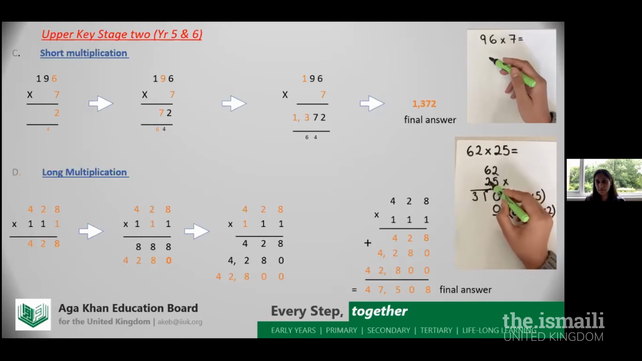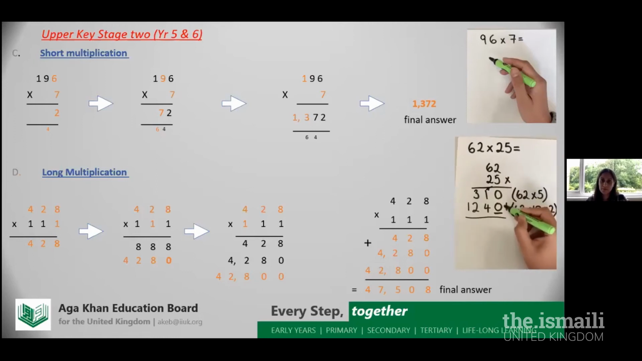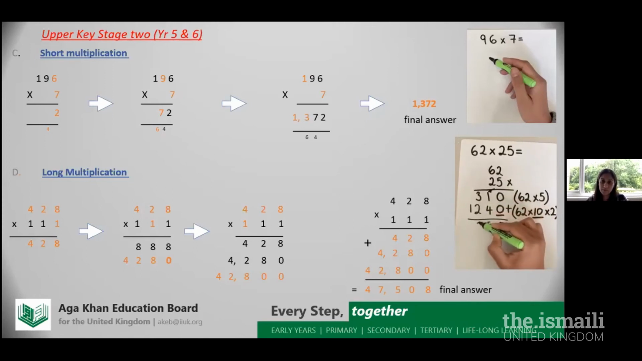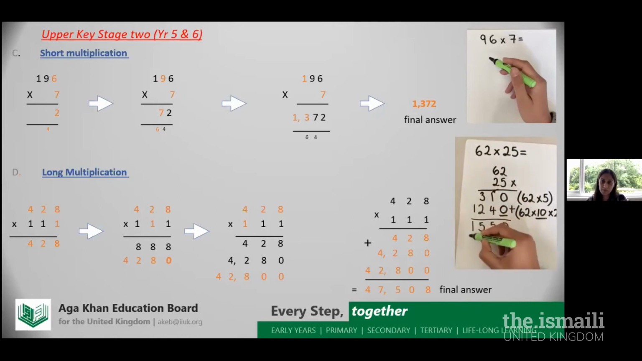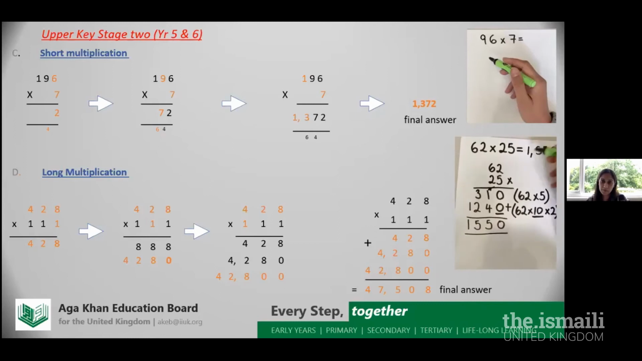And I start again in the ones column. So 2 times 2 is 4. And 2 times 6 is 12. To finish off the calculation, I will add the two numbers together. So 0 plus 0 is 0, 1 plus 4 is 5, 3 plus 2 is 5, and I will place the 1 in the thousands column. So my final answer to 62 multiplied by 25 is 1,550.